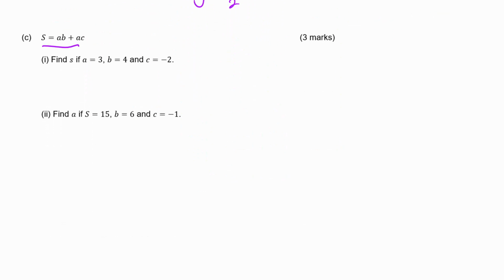Now s is ab plus ac. Find s if a is 3, b is 4, and c is negative 2. So that's going to be 3 times 4 plus 3 times negative 2. That's going to be 12, take away 6, which is 6.